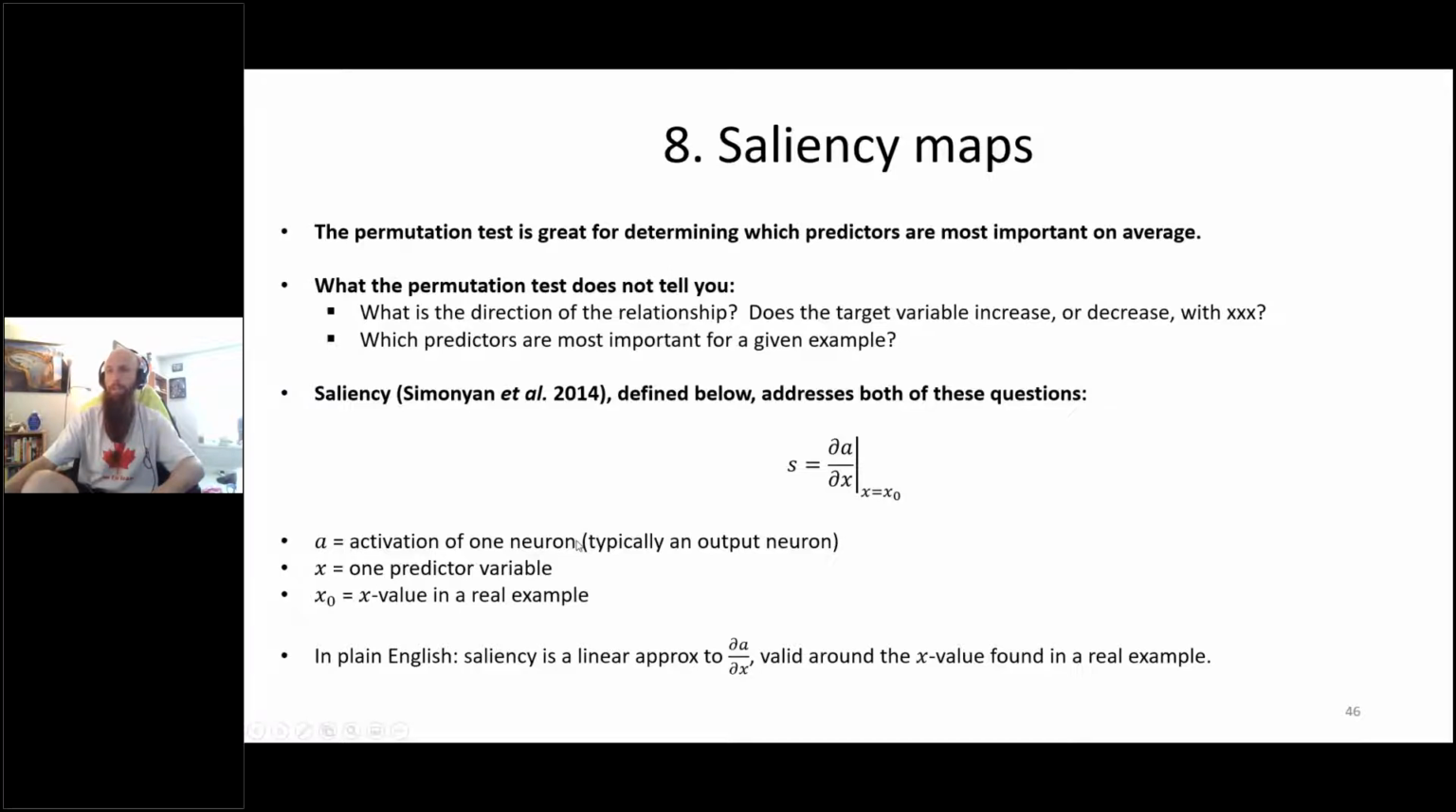It's the final output from the neural net. But you can do this for a hidden neuron as well, if you prefer. And then x is one predictor variable, and x naught is the value of that predictor variable in a real example. So you create one saliency map for each example. In plain English, saliency is a linear approximation to this derivative, dA/dx, and it's valid around the x value found in a real example.